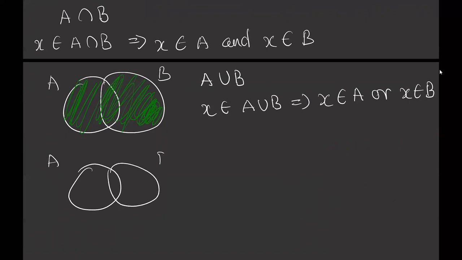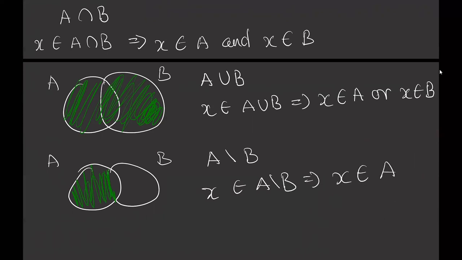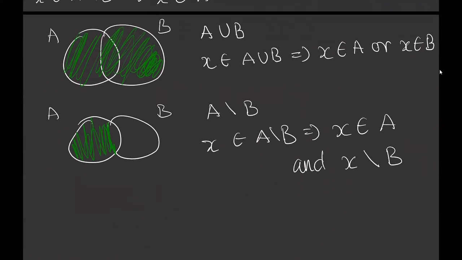Okay, and you have another set that I color green here. It is called A exclude B. So if X belongs to this set, then we know X is in A and X is not in B. Okay.